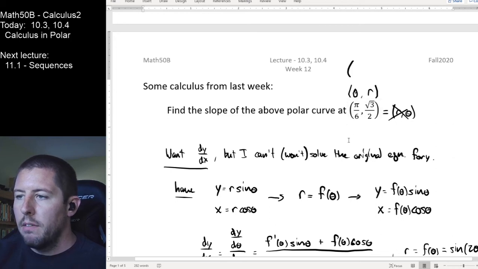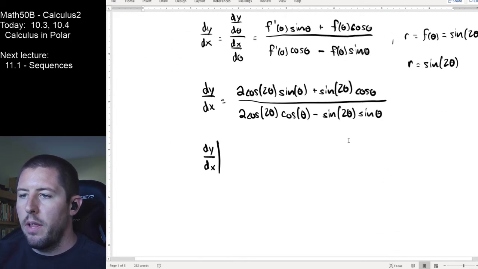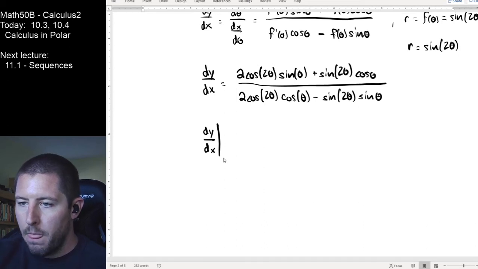So it looks like my angle of interest here was pi sixths. So let's go ahead and throw pi sixths into this thing here.